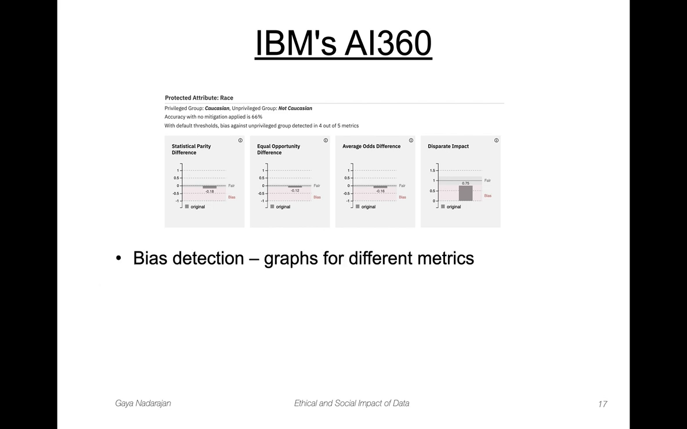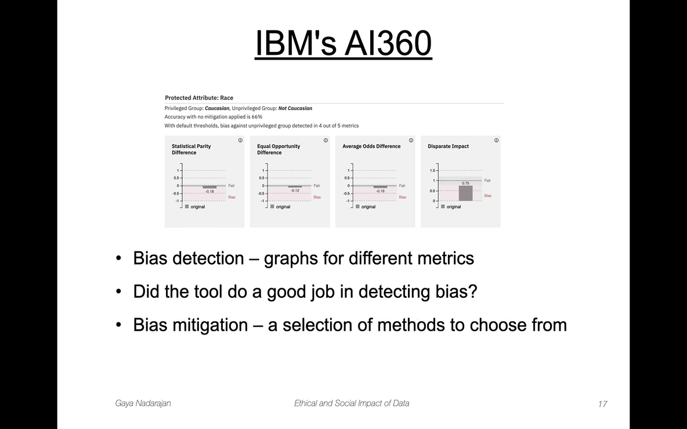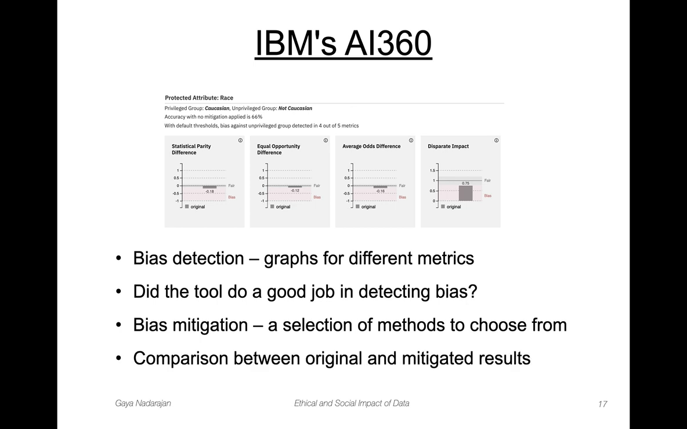So this one can show whether there is a bias. It's a bias detection tool that can show graphs for different metrics. You can also assess whether the tool did a good job in detecting the bias by seeing how much you understand these diagrams. And then it also has some bias mitigation methods. It has a selection of methods to choose from, and it also has a comparison between original and mitigated results. So maybe you can do an analysis by going to the link and checking whether it has done a good job at it.